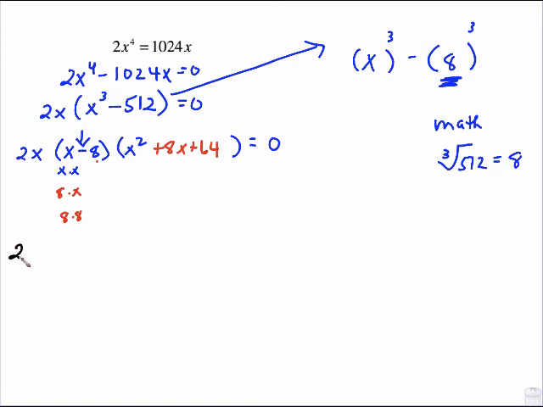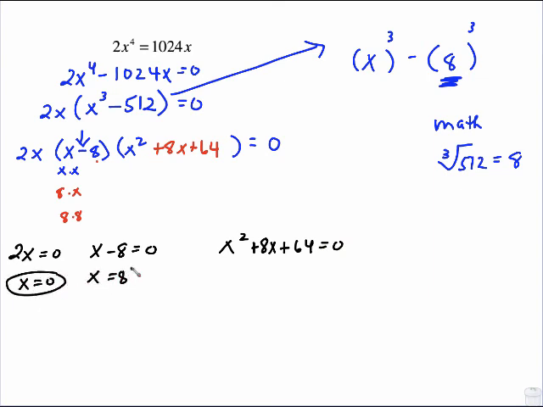We can set 2x equal to 0. We can set x minus 8 equal to 0, and those are very simple to solve. And then x squared plus 8x plus 64 equal to 0. This is going to give me x equals 0. This one gives me x equals 8. And just like we said a little while ago on the last problem, you look at this trinomial and you think it ought to factor, but it does not. Anytime you do the difference or sum of 2 cubes, your trinomial does not factor any further.